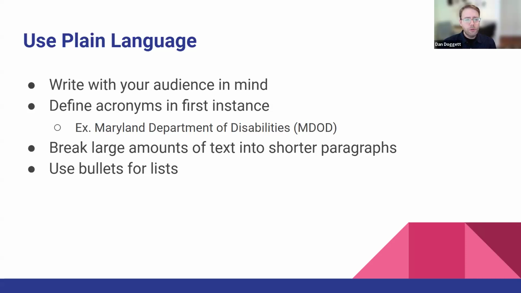It's also important to break large amounts of text into shorter paragraphs. It's important to utilize some white space so that readers are not overwhelmed by the information. And then also using bullets for lists is a way to really easily convey listed information versus adding commas and run-on sentences. So similar to what you're looking at right here, just bulleted information to help your readers understand your information better.